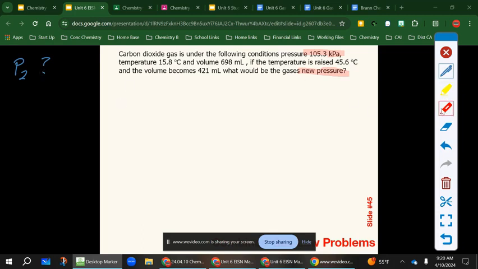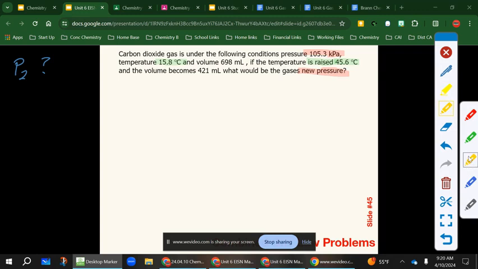Okay? For us to be able to do that, ladies and gentlemen, I have to have two temperatures. Well, I've got 15.8 degrees Celsius and I've got this 45.6. But what do we have to be careful with in this problem with the 45.6? It was raised that much. Not it is going to that temperature. It was raised by that temperature, which means we're going to have to add it to our original temperature. Okay? So you can't just look at the numbers.